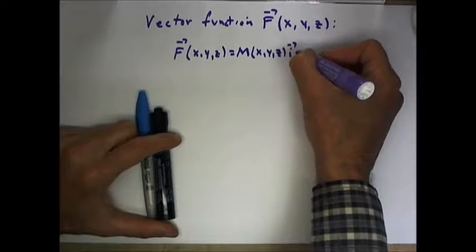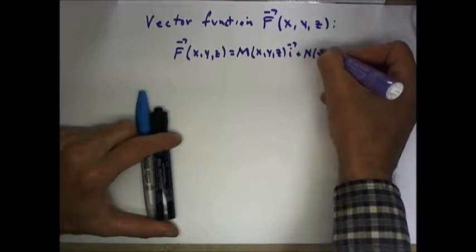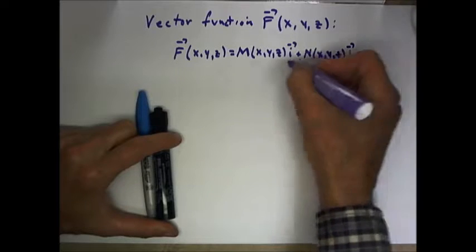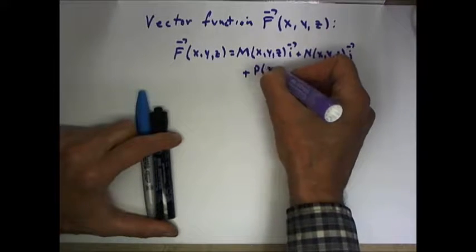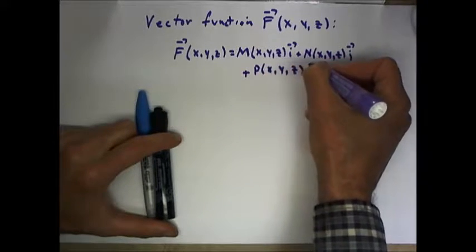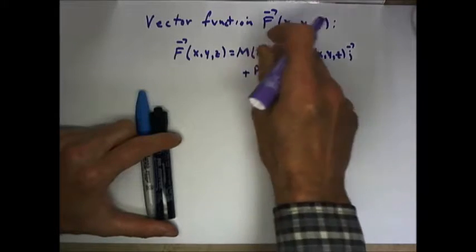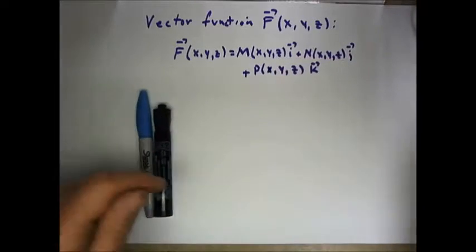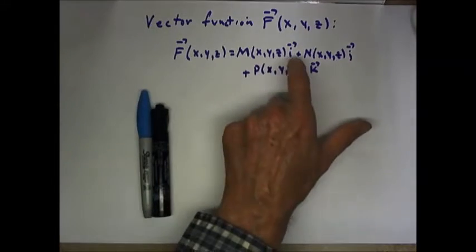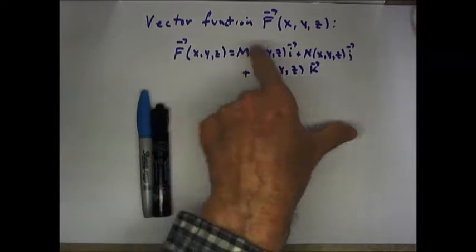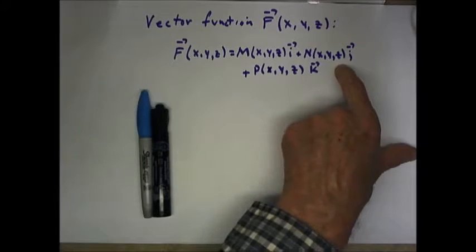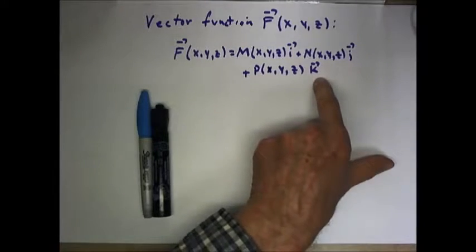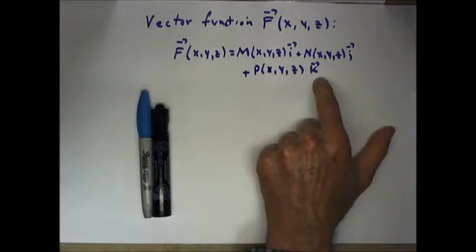times I plus n of x, y, z times j plus p of x, y, z times k, where m, n, and p are simply three different functions of x, y, z. The value of m at a point gives us the i component of our vector. The value of the function n gives us the j component. The value of the function p gives us the k component.